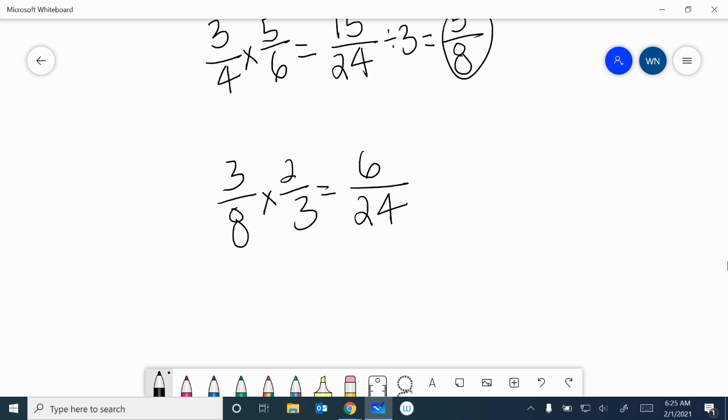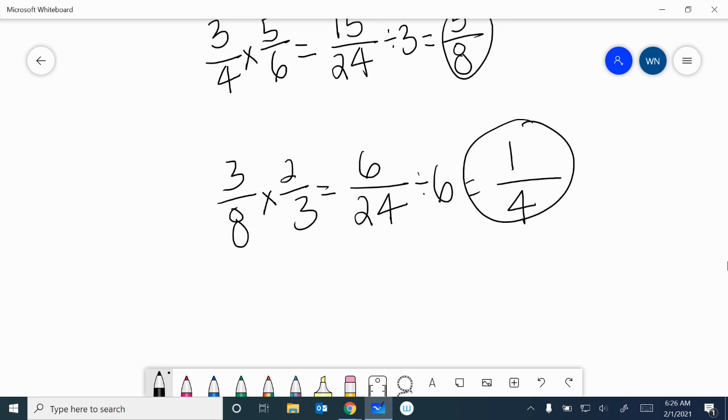You might have gotten 6/24, but you should have realized to simplify here. Now here I could divide by 2 or by 3 or by 6. I'm going to pick 6. 6 divided by 6 equals 1. 24 divided by 6 is 4. Our correct answer is 1/4. I hope you simplified all the way down. If you got to 3/12, you could have kept simplifying.